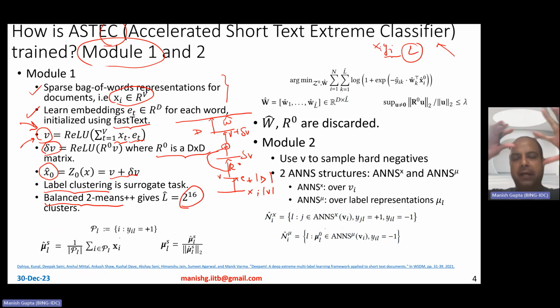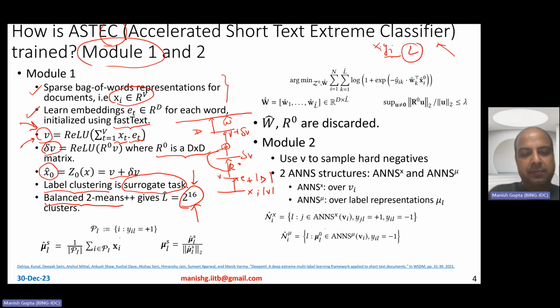So balanced 2 means to basically get 2 raised to 16 clusters. You do partitioning in the label space. If you remember parable, you start from the root node where you have all the labels, you divide into 2 parts, left, right, and you keep going until you have 2 raised to 16 clusters. So this 2 raised to 16 is your new label space. So the surrogate task is basically classification in this 2 raised to 16 cluster space, so to say.